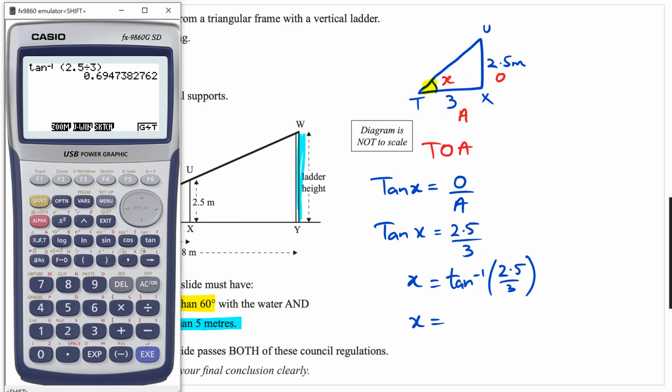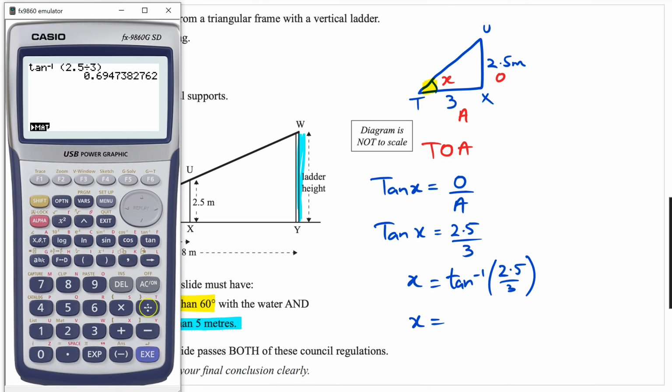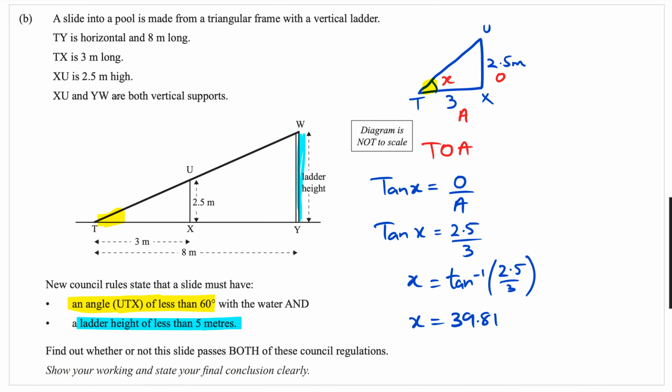So to do that, just click on Shift, Setup, and then if you go down to Angle there, you see how it says radians? Just click on DEG, which should change it to degrees. And if I press this again, you can see that the angle is actually 39.81. So that's the actual answer I'm looking for here. So 39.81. So this is less than 60 degrees. So therefore I can say something like this passes council regulation or council rules.